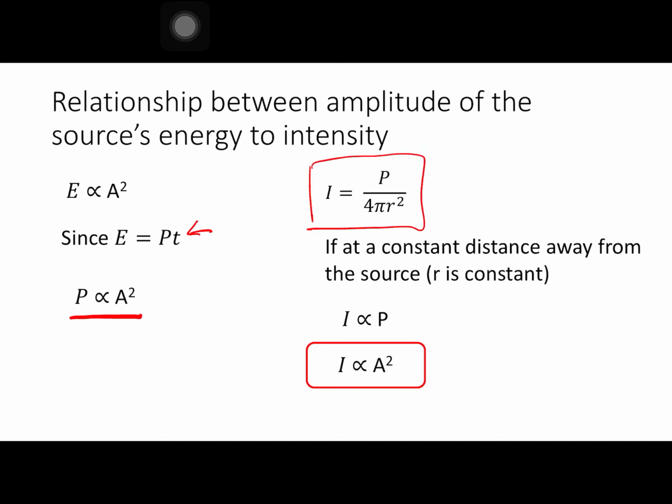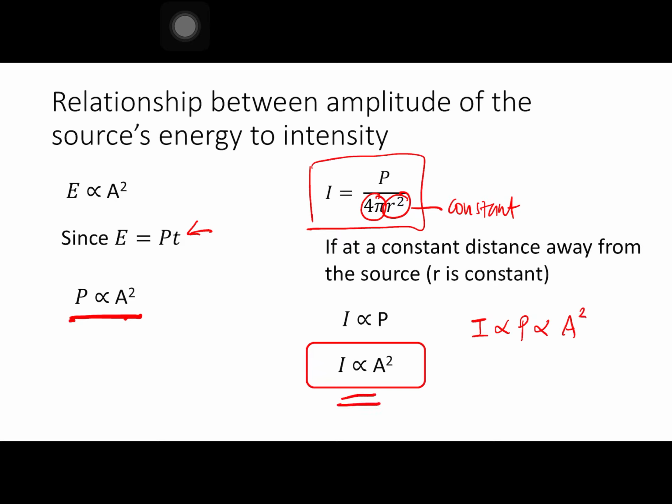Now, when you have I equals P over 4 pi r squared, at a constant distance away from the source, meaning r is constant, 4 pi r squared is constant. This tells me that I is proportional to P. And since P is proportional to A squared, I is proportional to A squared.